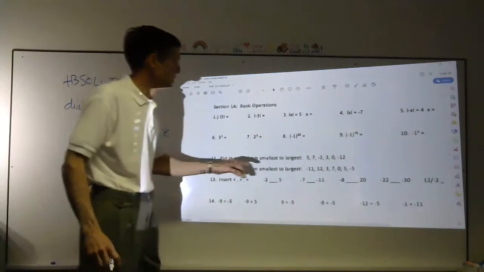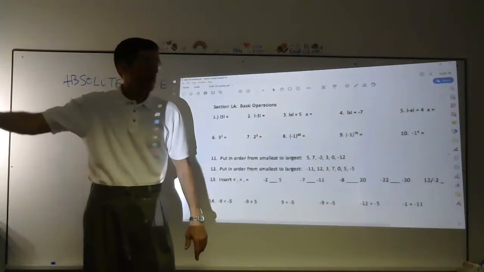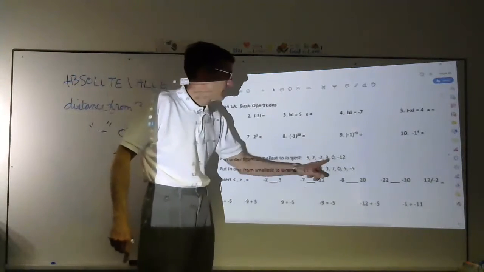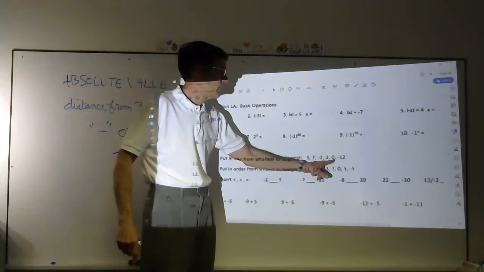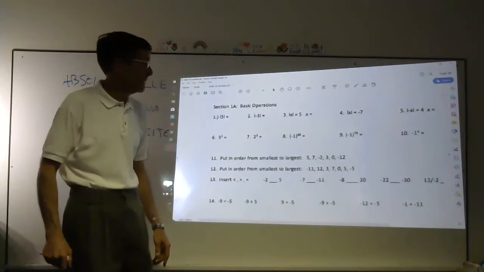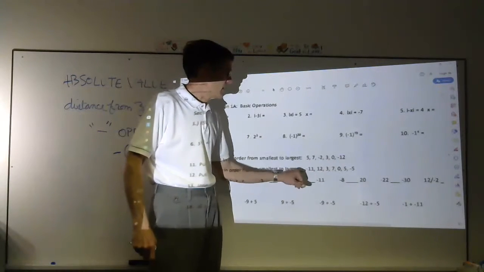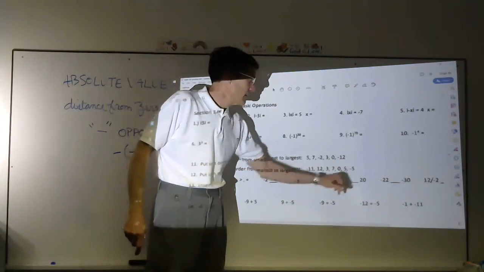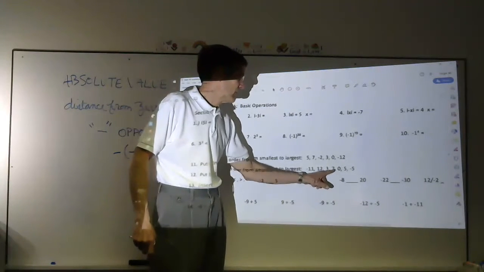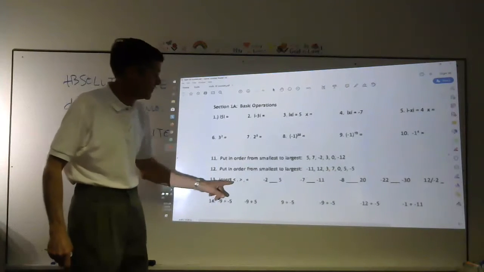As I just mentioned, the further you go to the left, the numbers get smaller. So -12 would be the smallest number, then -2, then 0, then 3, then 5, then 7. Everybody with me? How about here, smallest to biggest? Do the negatives first. -11, -5, 0, 3, 5, 7, and 12. Correct?